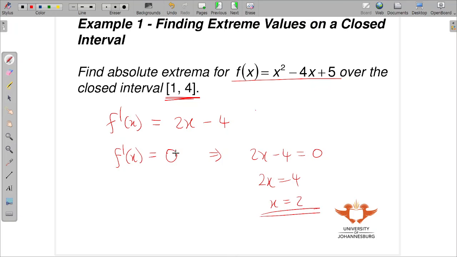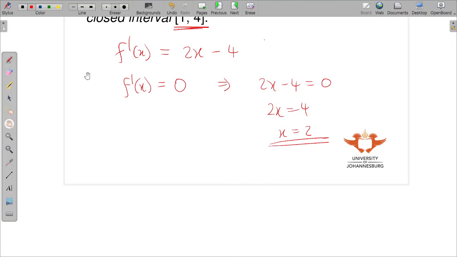So let's look at the derivative. Do we have any point of x that will make this derivative not exist? Of course, there's no such point. So the only critical value we have is that one. The critical value is x equals 2.